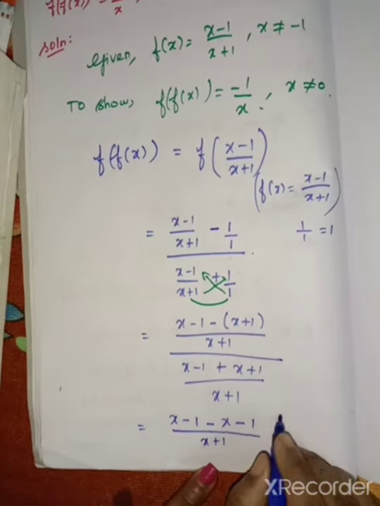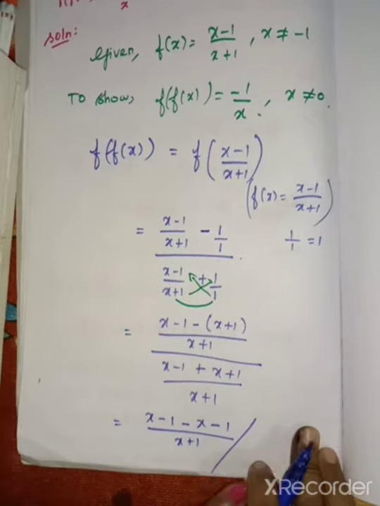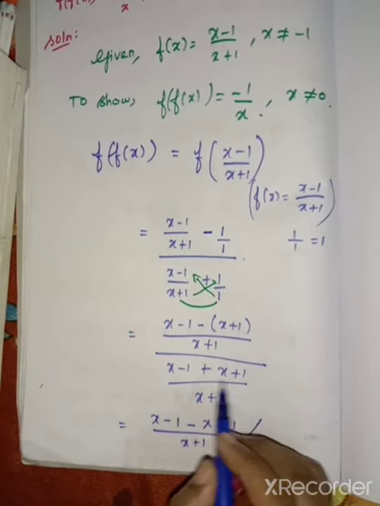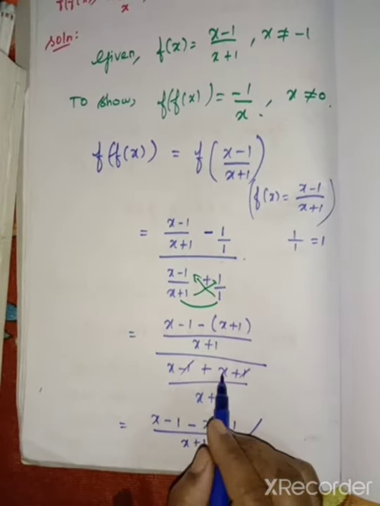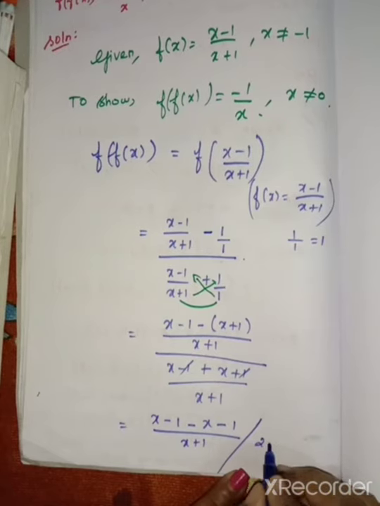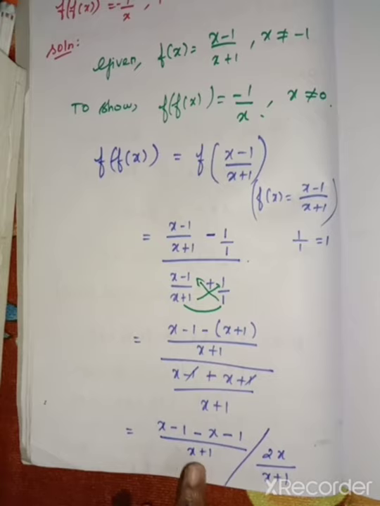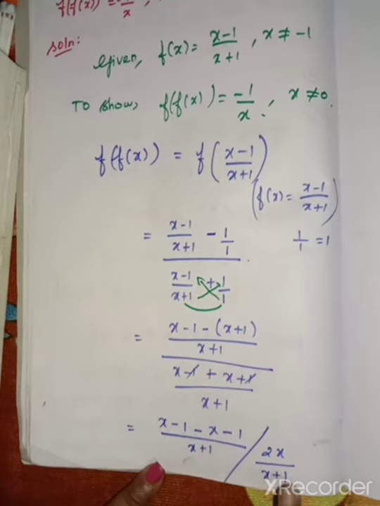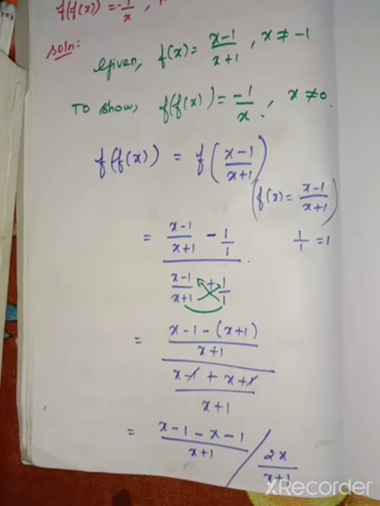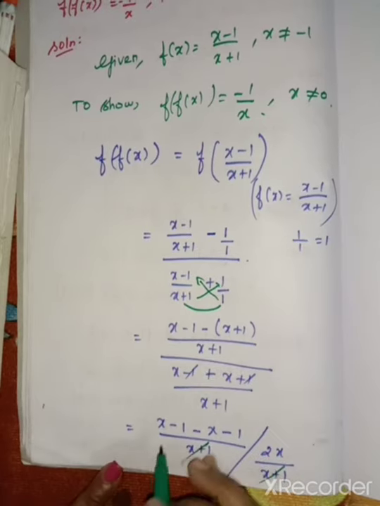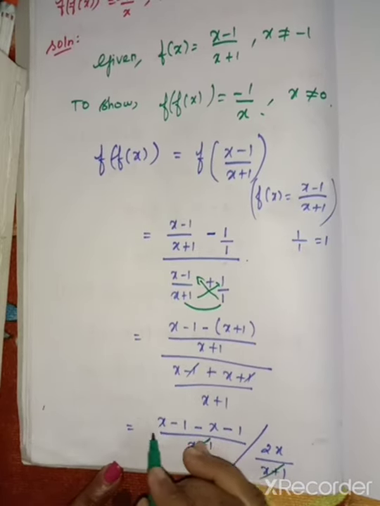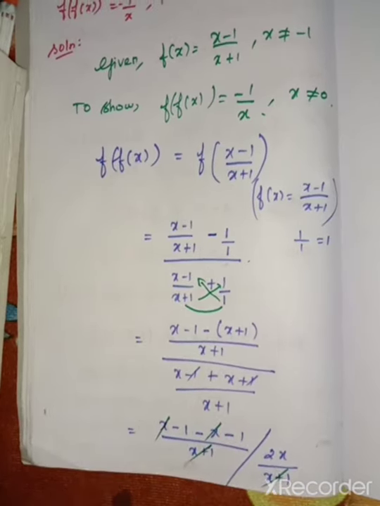Here the whole is divided, so I can use the cross divided. Here also we have a plus 1 minus 1, it will be cancelled. x is there, so that means 2x divided by x plus 1. So here also denominator x plus 1. Here also we have the denominator x minus 1. So we can cancel both. And also here plus x is there. Here minus x is there. That also we can cancel.